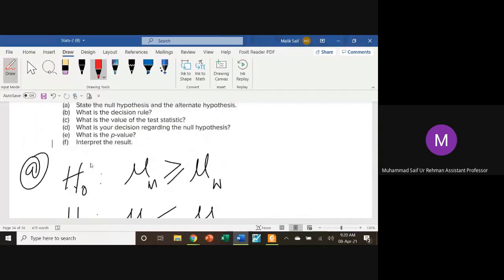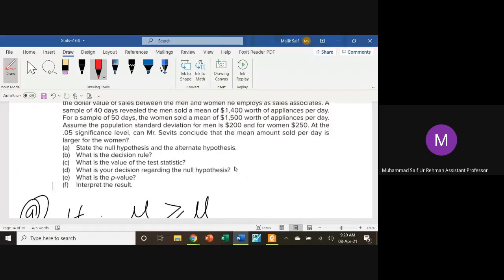So interpret the result. Answering part F, you will write down: yes, Mr. Savage may conclude that the mean amount sold per day is larger for the women. Definitely, if women are selling more than the men, it means they are more efficient.